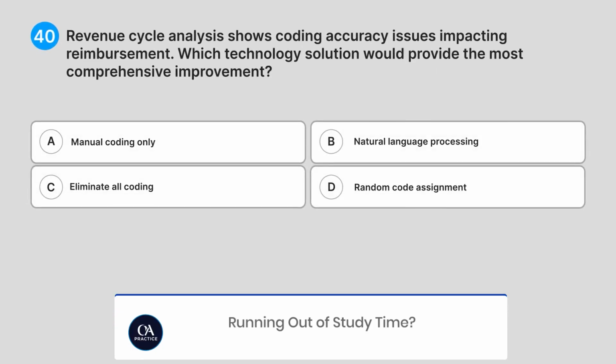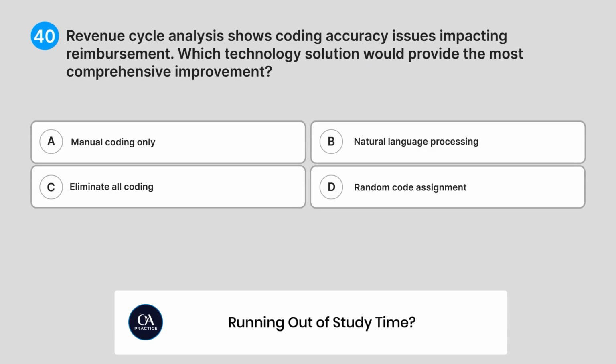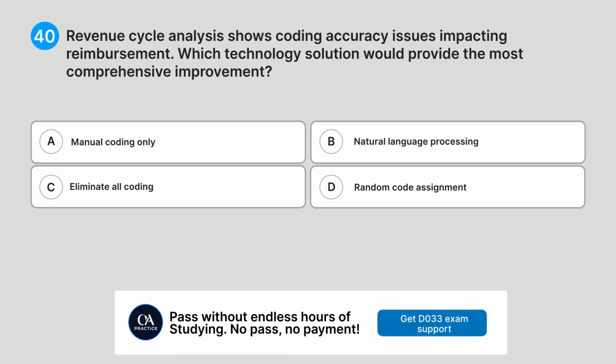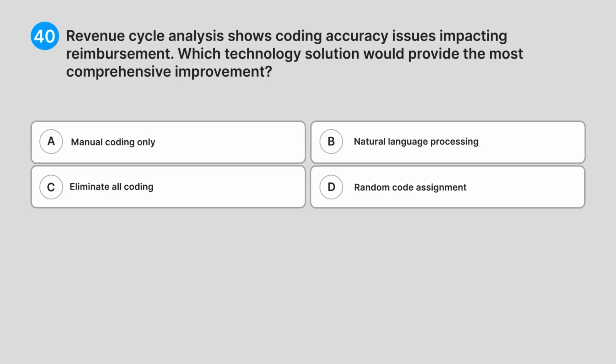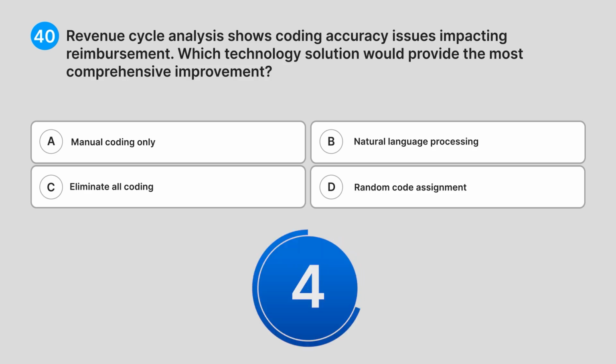40. Revenue cycle analysis shows coding accuracy issues impacting reimbursement. Which technology solution would provide the most comprehensive improvement? A. Manual coding only. B. Natural language processing. C. Eliminate all coding. D. Random code assignment. Do you know the answer?